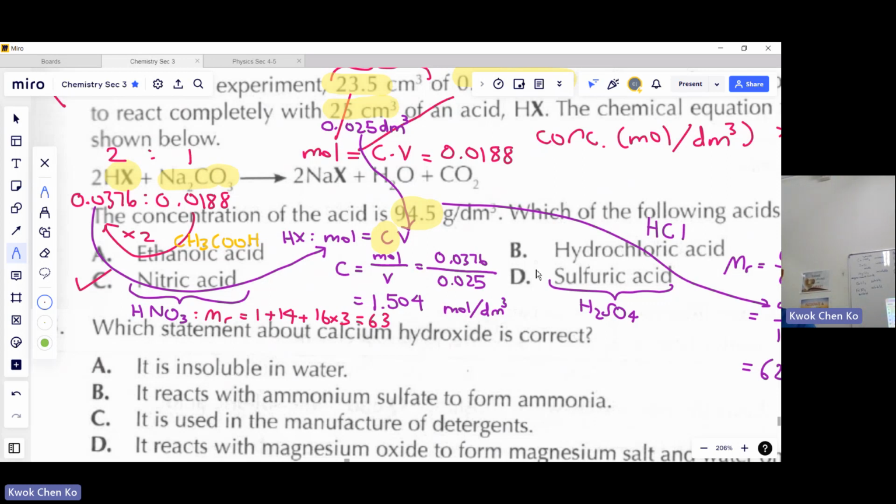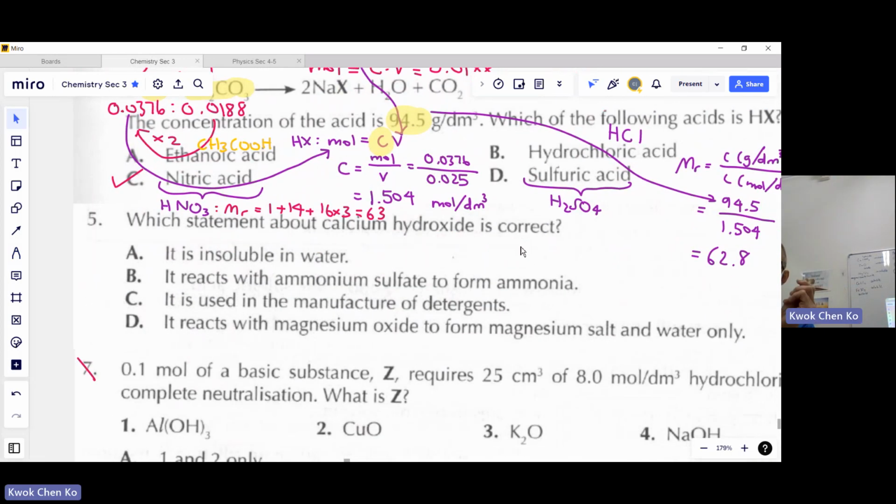How about number 4? Denise, number 4. There is not much mention about detergents, but the answer should be B. Now, remember your solubility rules: calcium hydroxide. Did we say it's insoluble in water? Not really. So A is out. How about C, detergent? Of course, it's seldom asked.